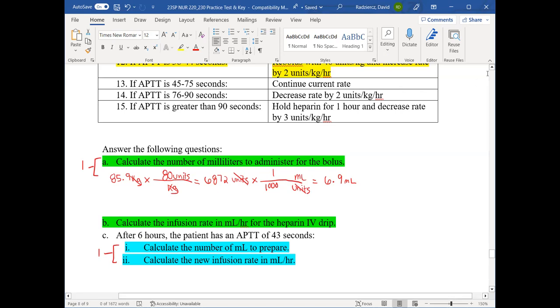Any questions on calculating the bolus? No, I'm good, thanks. Okay, you're welcome. And if you do, just chime in, okay?